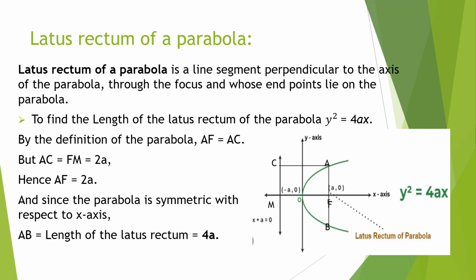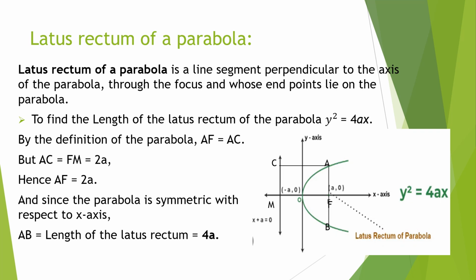We define one more term, the latus rectum of a parabola. Latus rectum of a parabola is a line segment which is perpendicular to the axis of the parabola through the focus and whose endpoints lie on the parabola. If you see the diagram, it is the parabola of the type y square is equal to 4ax. Over here, the line segment AB passes through the focus F and its endpoints A and B are on the parabola. So AB is the latus rectum of this parabola.